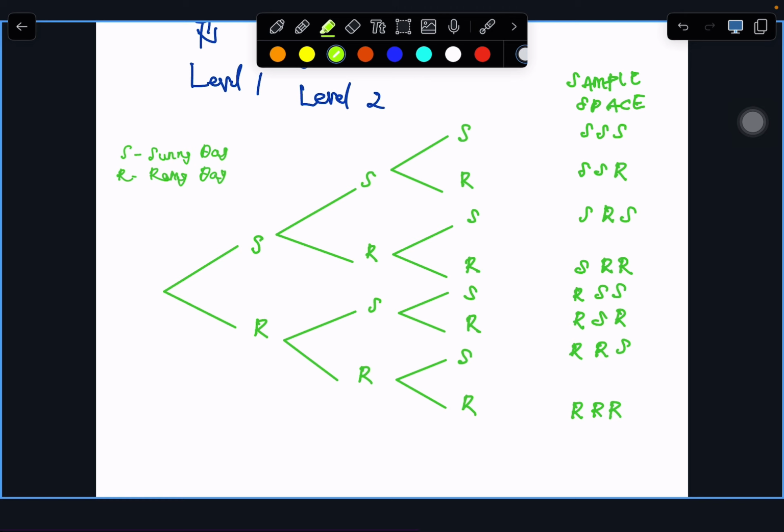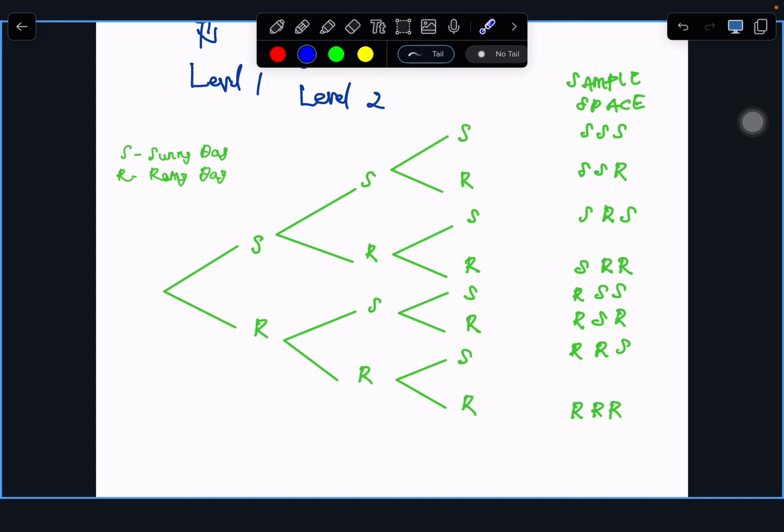So we should pick from the outcomes, as long as there is at least one R. So do we need to pick one R? Yes. Two R? Yes. Three R? Yes. So basically we have to pick all, except SSS, because it says at least one R.